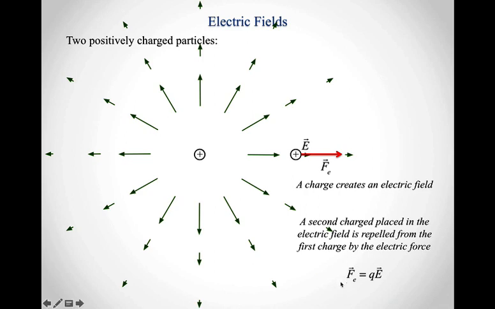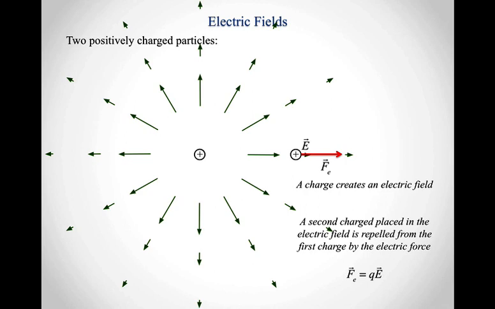So the electric force on the charge that I place in the electric field is going to be equal to the charge times the field strength. Okay? So this is the idea. Now, of course, both charges are repelled away from each other. So how does that happen?